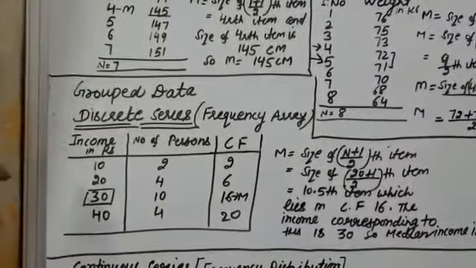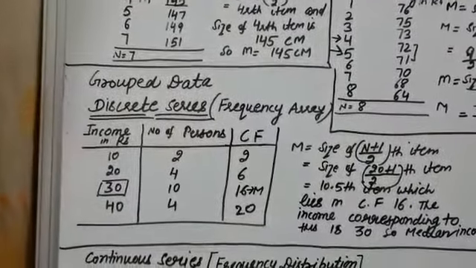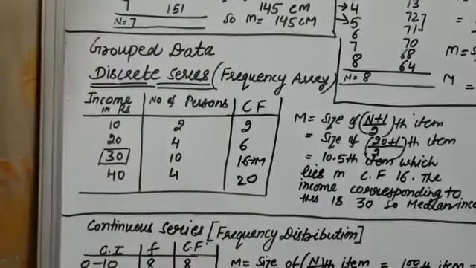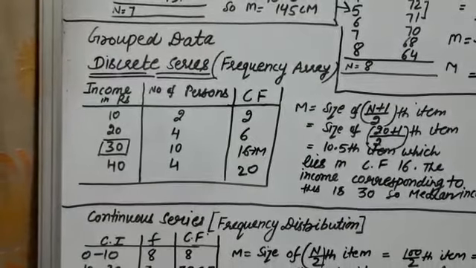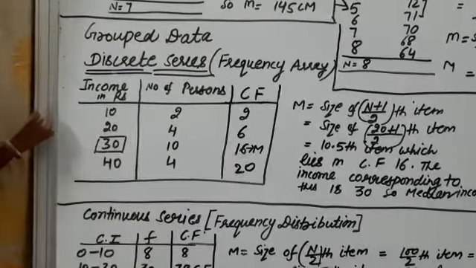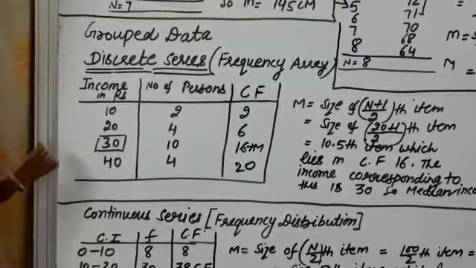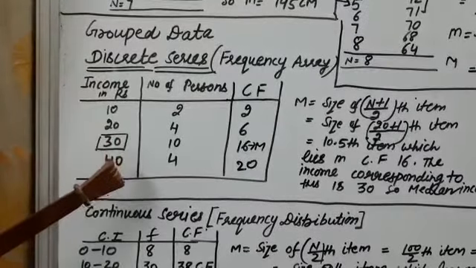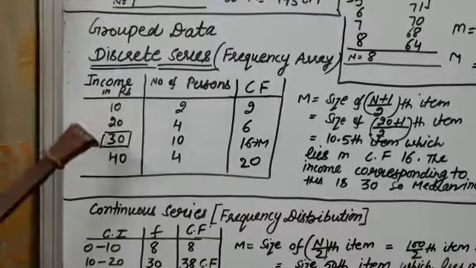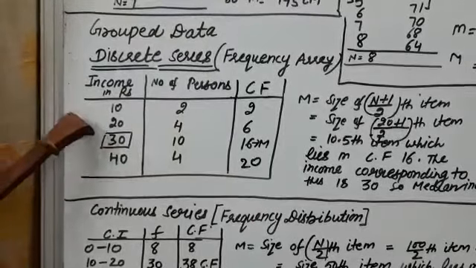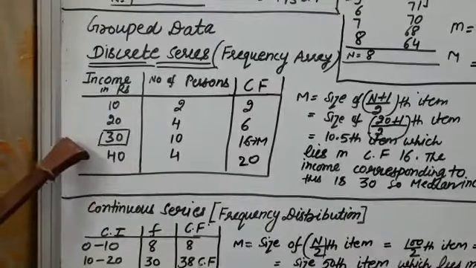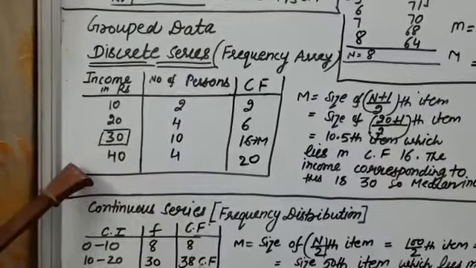Now calculation of median for grouped data. Here we are taking first the case of discrete series, which is also known as frequency array. In this case, the income of 4 persons is given as 10, 20, 30 and 40 rupees respectively. Since it is a discrete series, exact measurement of items is possible. That is, 2 persons are earning rupees 10, 4 are earning rupees 20, 10 people are earning income 30 and 4 people are earning income 40.